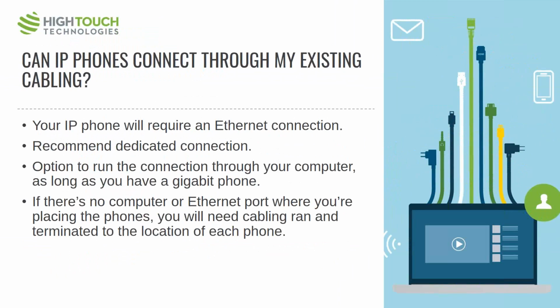It really just means that a gigabit phone will allow you to share the same Ethernet cable that your computer is using without slowing down the speed of your computer or your phone at that time. Okay. If there's no computer or Ethernet port where you're placing the phones, you will need cabling run and terminated at the location of each of those phones.